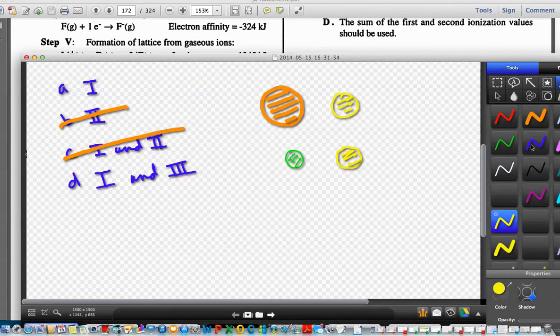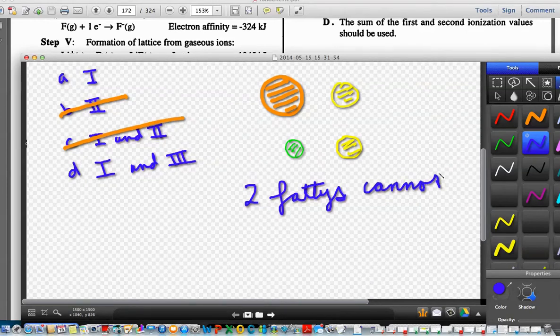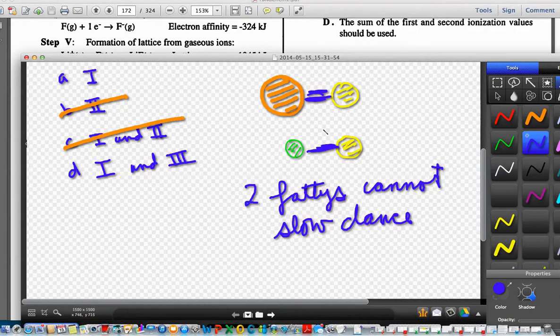Here's a principle of chemistry here that applies to life. Listen carefully. Two fatties cannot slow dance. Ever. Only so close together you can get. Two skinnies, babies are made. They can get close and do a lot of damage, but not two fatties.